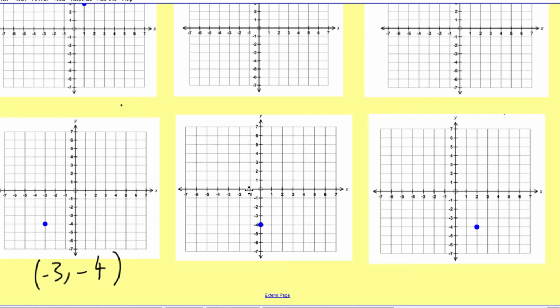This next one, we haven't got any distance on the left or right. So on the x-axis, we haven't moved at all. So that's just going to stay at 0. We've not moved left or right, but we have gone down 4. So it's 0, negative 4.